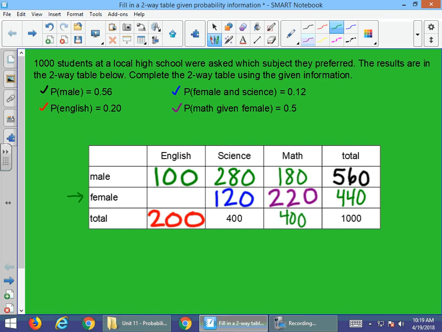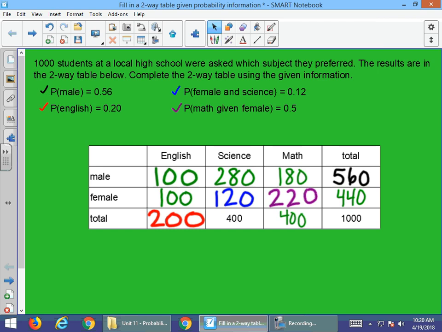But just to show you how this one will work, I can take 440, the total of this row, subtract the science portion of this row, which is 120, subtract 220 as well, because that's the math portion. 400 minus 120 minus 220 is 100. So 100 can go in there as well. And that is how you fill in a two-way table.